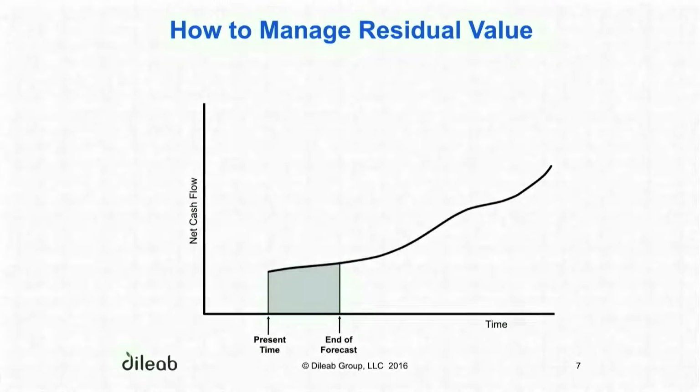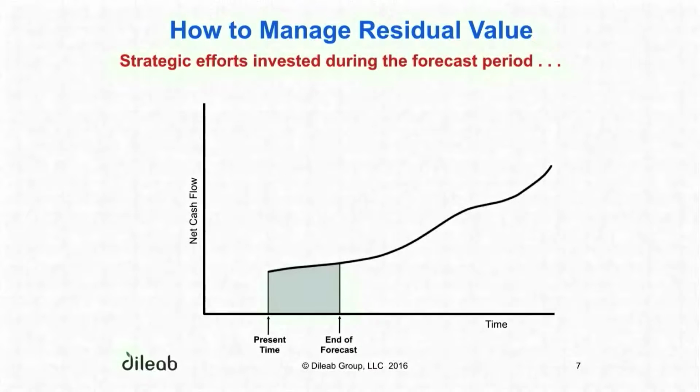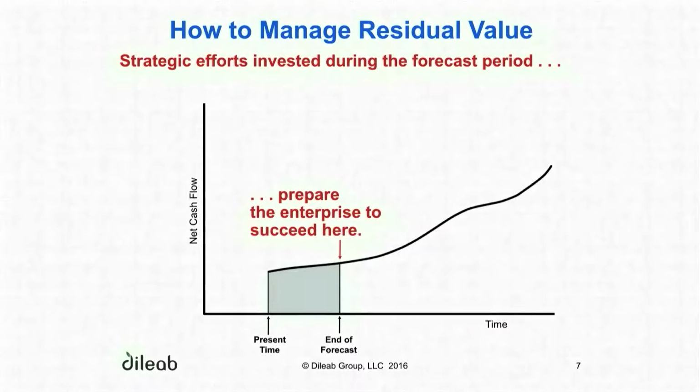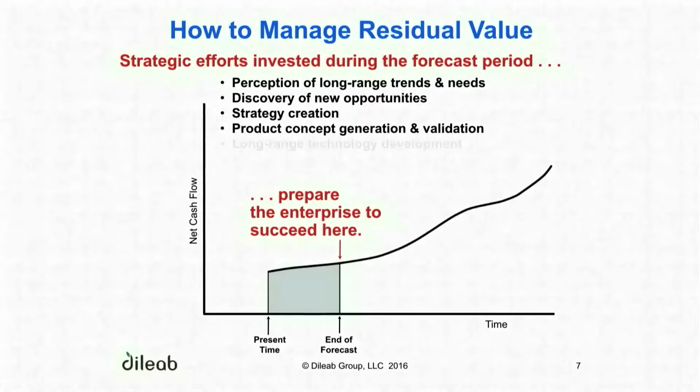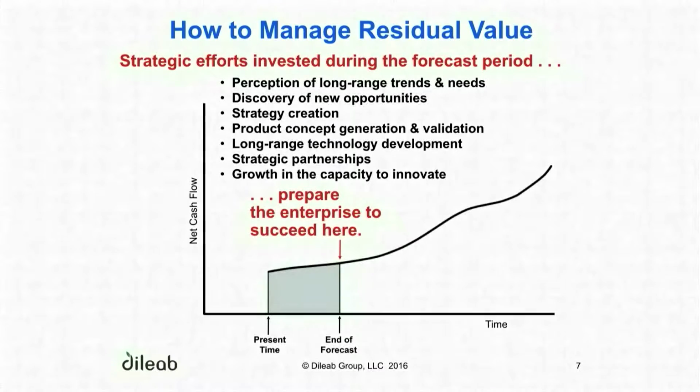Planning and management of the activities that influence cash flow during the forecast period are relatively well known and straightforward. The secret to excellent residual value performance offered next is less well known. Strategic efforts accomplished during the forecast period prepare the enterprise to succeed at the end of the current forecast period. This work needs to include perception of long-range trends, discovery of lucrative new opportunities, strategy creation, product concept generation and validation, long-range technology development, development of key strategic partnerships, and growth in the firm's capacity to innovate.